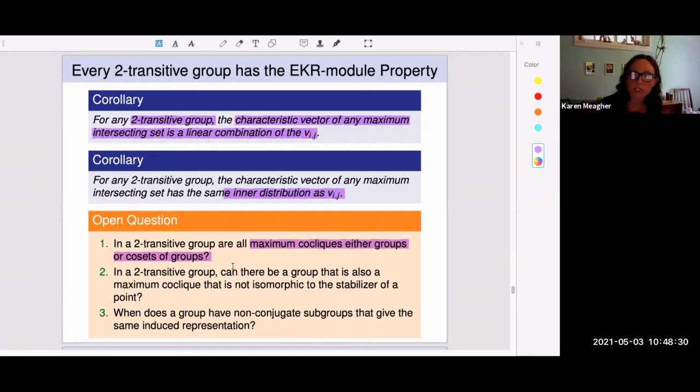And there's lots of examples that haven't been checked. Can we have a group that is a maximum co-clique that's not isomorphic to the stabilizer of a point? In all the examples I have where it's not the strict EKR property, I'll have a second group that's also the same size and intersecting. They're not conjugate, but they're isomorphic. And when does a group have non-conjugate subgroups that give the same induced representation? So when can we have two groups that are not conjugate but still have the same representation?